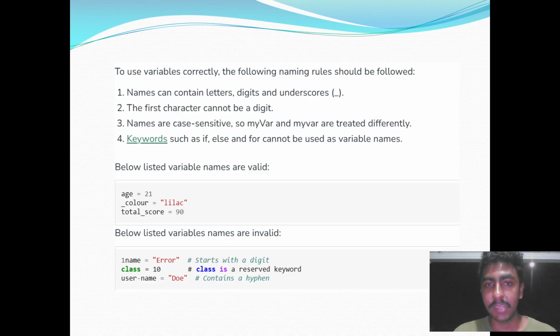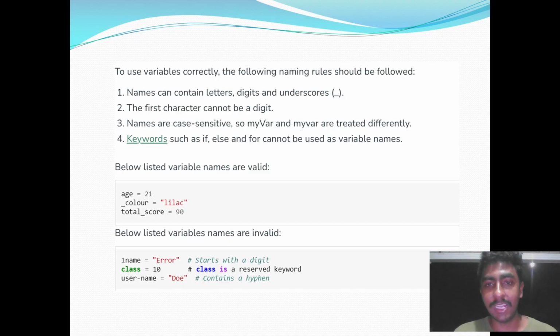Rule number two, variable names cannot start with numbers. You can use numbers after the first character. For an example, this one is valid: student1 equal to Rahul, marks2025 equal to 95. But this one is invalid: 2025marks equal to 95. Always remember, numbers are allowed but not at the beginning.